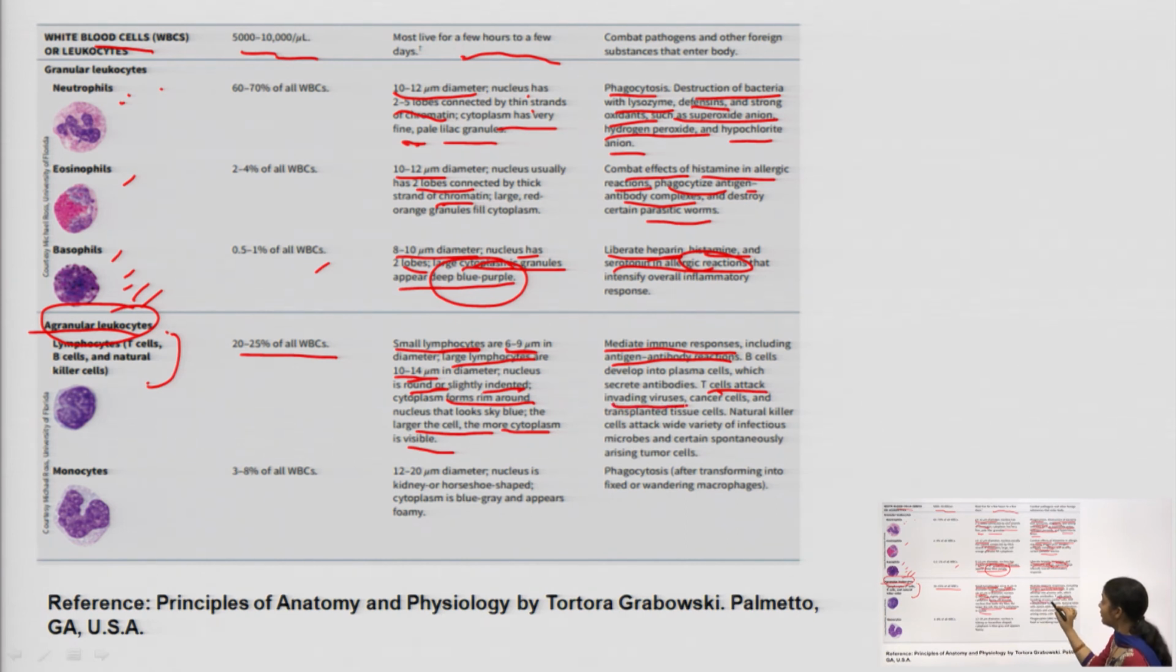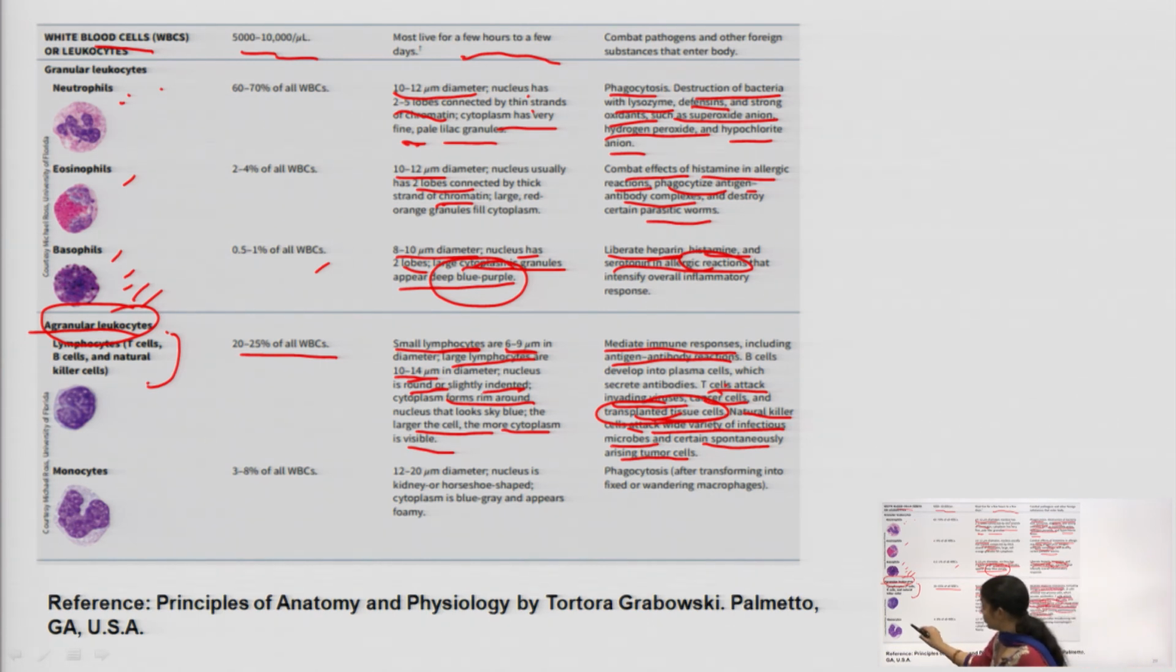T cells attack invading viruses, cancer cells and transplanted tissue cells. If there is a transplantation of an organ in your body, it should be matched with your tissue, the recipient tissue. If it is not matched, the T cell is going to reject that transplanted tissue. And the natural killer cells attack a wide variety of infectious microbes and certain spontaneously arising tumor cells.